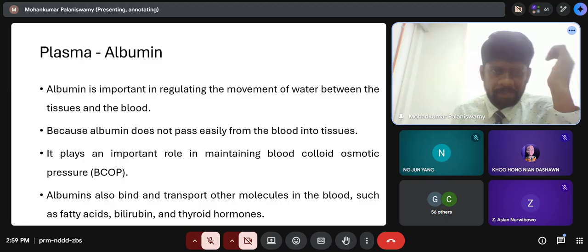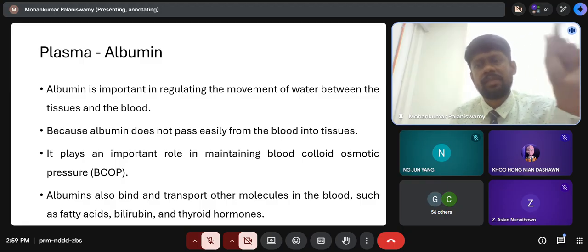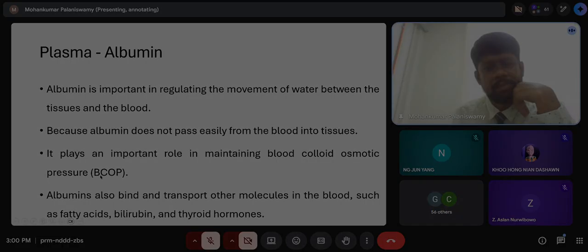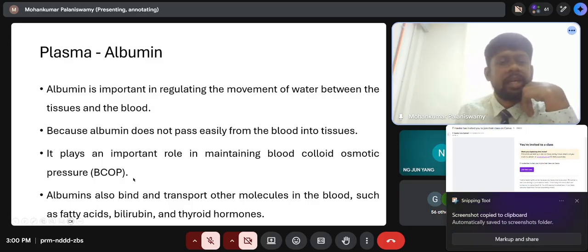Here, the albumin cannot easily pass through the tissue. That's what is represented here. This albumin plays an important role in maintaining blood colloid osmotic pressure. So there is a pressure called BCOP, blood colloid osmotic pressure, which is present inside our blood among the tissues. So this albumin plays a major role in this BCOP.